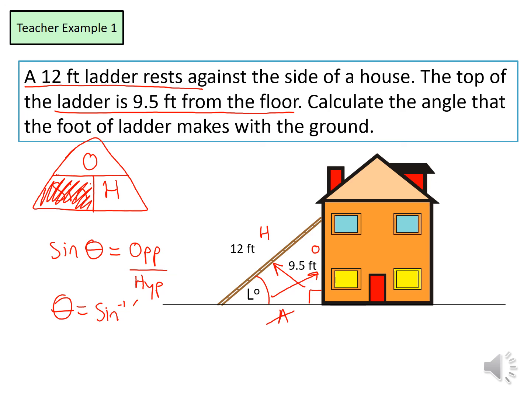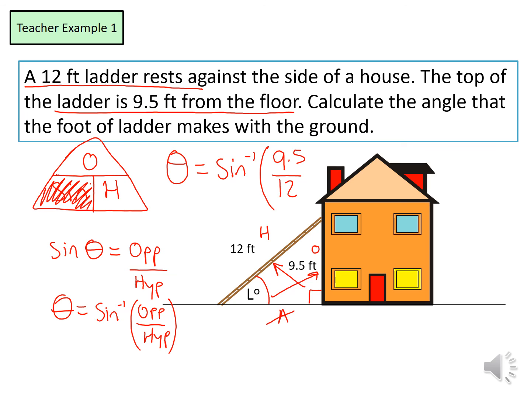Opposite over hypotenuse. Now we can substitute our values into this equation. So our equation is angle equals inverse sine. Our opposite side is 9.5. Our hypotenuse is 12. Therefore, once you put that into a calculator, your answer should be 52 degrees.